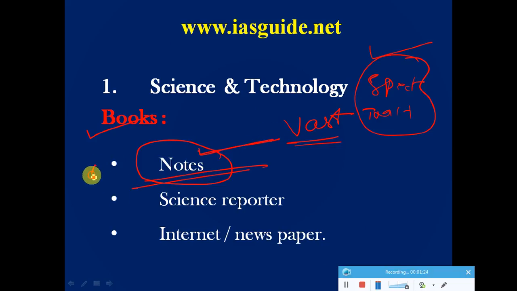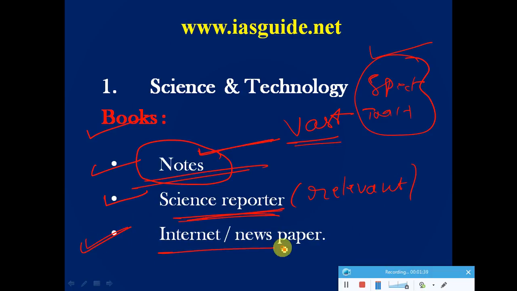Apart from these notes, you should go for Science Reporter magazine. It is a very nice magazine. Only relevant articles you have to study in this Science Reporter magazine. After that, you have to go for newspaper-based science and technology reading. In this science and technology section, a very small percentage of static concepts will come, whereas a high percentage of current-oriented concepts will come in the examination. That's the reason science and technology has to be studied from a current affairs point of view.